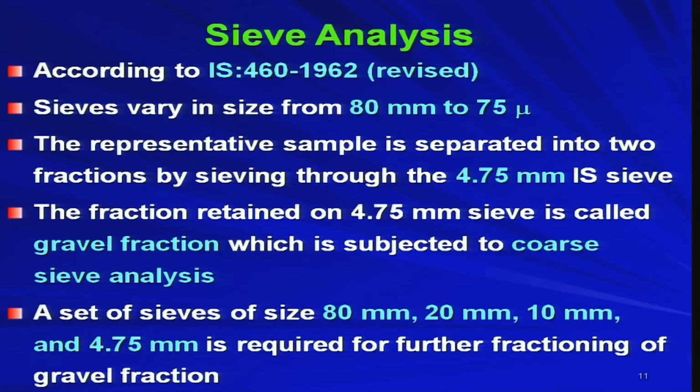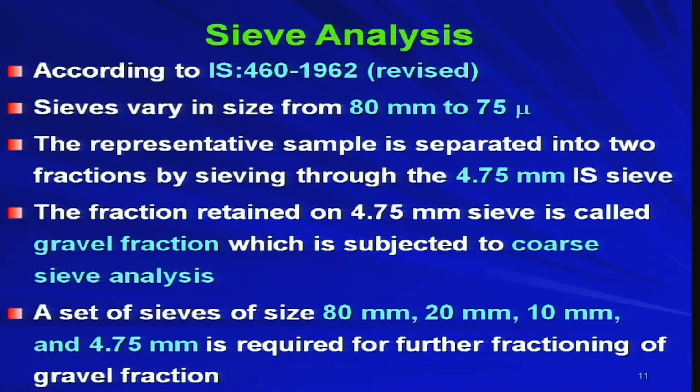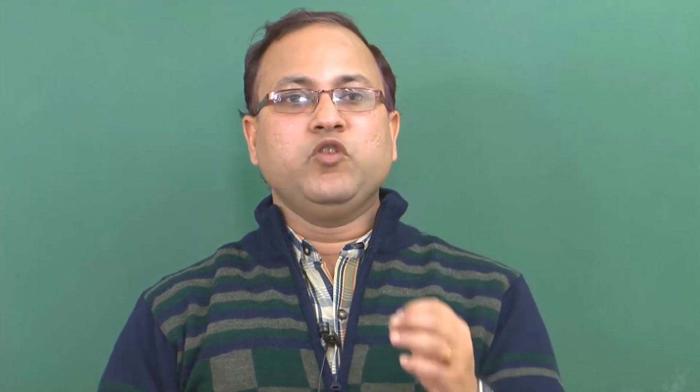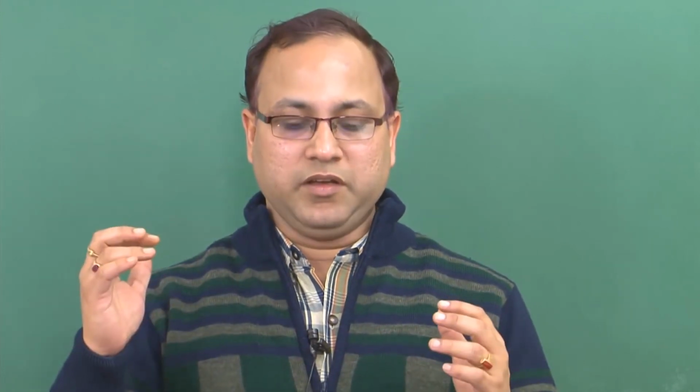A set of sieves of size 80 millimeter, 20 millimeter, 10 millimeter and 4.75 millimeter is required for further fractioning of the gravel fraction. You will have a stack of these sieves, 80 millimeter on the top, then 20 millimeter, then 10 millimeter, then 4.75 millimeter, and you put the gravel fraction on top of the sieves and shake it. Each sieve will retain some amount of particles, and based on that you classify.